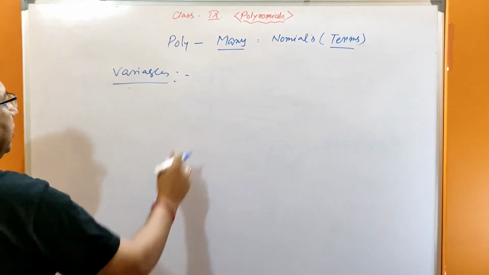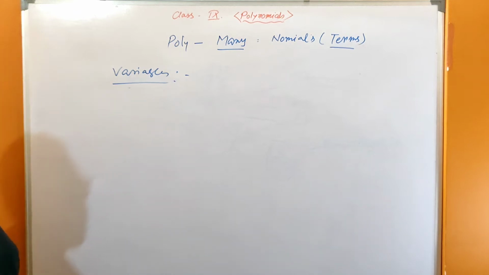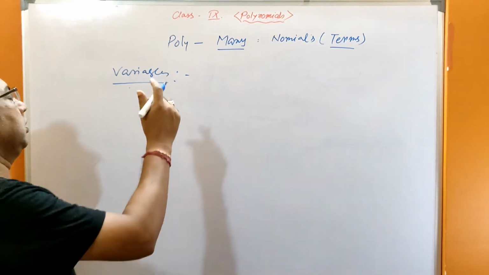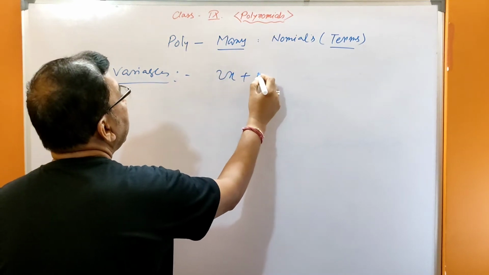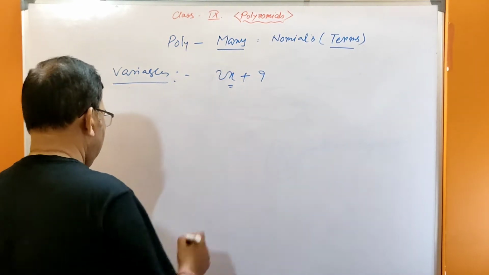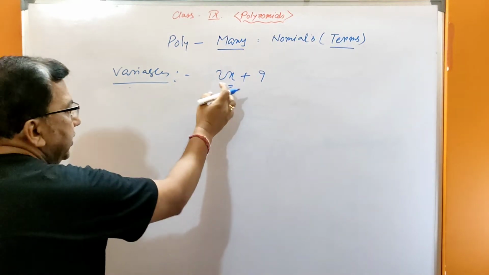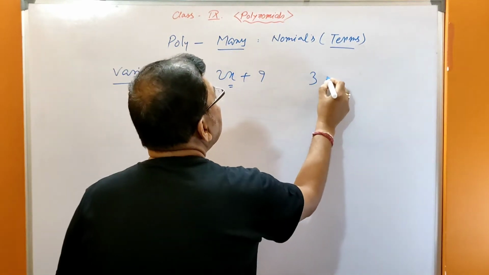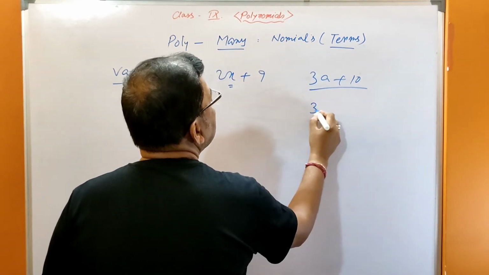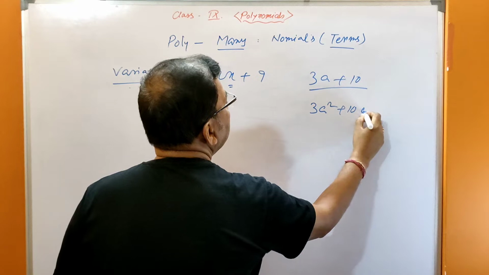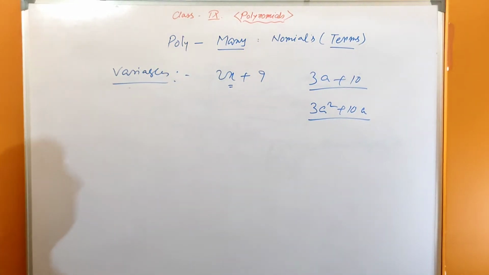Polynomials in one variable, polynomials in two variables. Is it clear? Suppose 2x plus 9. Here it is one variable, only x. 3a plus 10 is one variable. 3a square plus 10a is one variable. Polynomial of one variable.